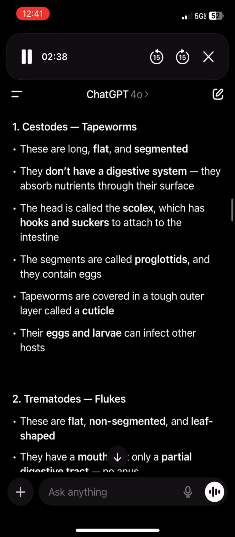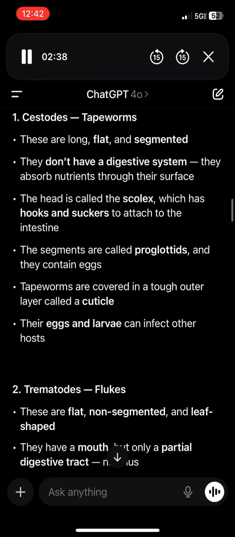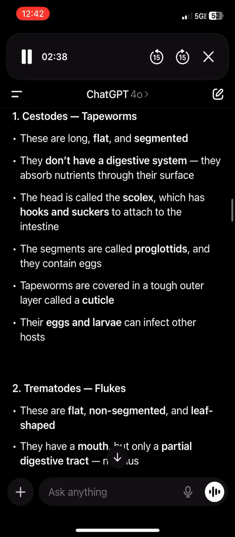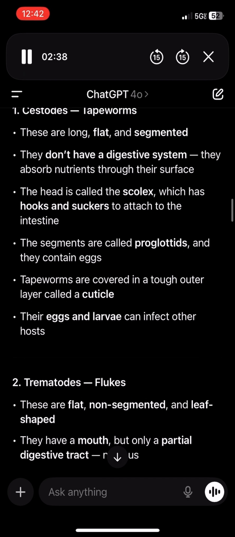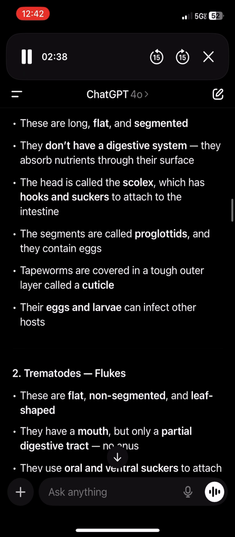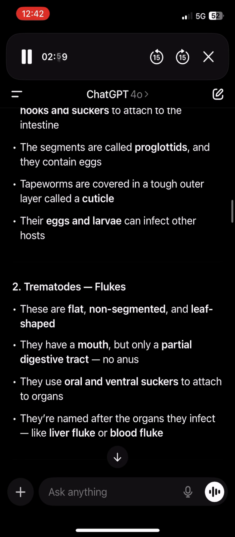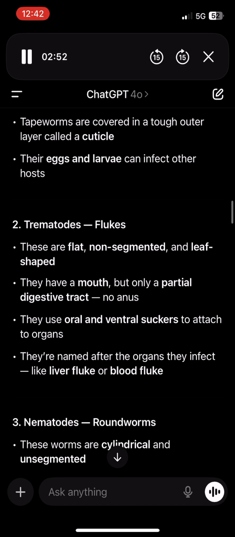The head is called the scolex, which has hooks and suckers to attach to the intestine. The segments are called proglottids, and they contain eggs. Tapeworms are covered in a tough outer layer called a cuticle. Their eggs and larvae can infect other hosts.